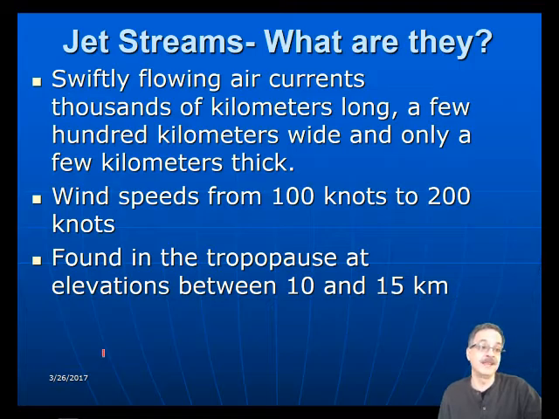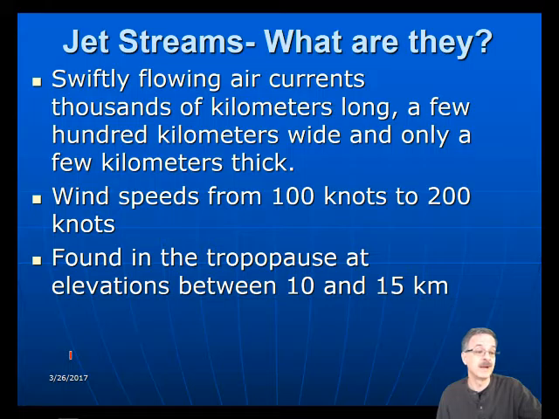If you fly a plane or you do a lot of sailing, you would know what that is. About 100 knots is about 150 miles an hour, and about 200 knots is upwards of around 300 miles an hour. So these winds really move. These winds are found in the tropopause at an elevation of somewhere between about 10 or 15,000 feet, or 10 or 15 kilometers, and they move.